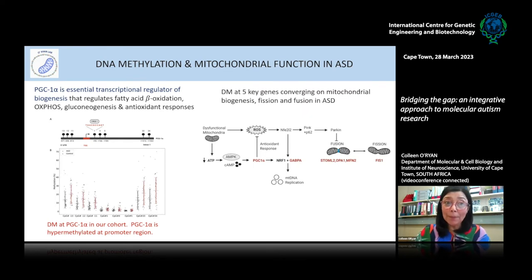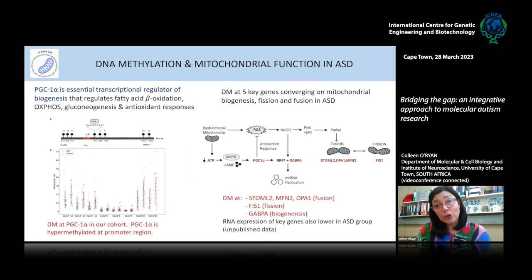We also thought, because those pathways that regulate fission and fusion are incredibly complex, that we should look at some other genes. We looked at a range of genes, though we couldn't look at all the genes, clearly, because of resource constraints like cost and time. The genes in red are the other genes we found that were differentially methylated between case and control. These genes include PGC-alpha, as I mentioned, another gene called GABPA, which is involved in mitochondrial replication and therefore biogenesis, and some genes that were involved in fission and fusion.